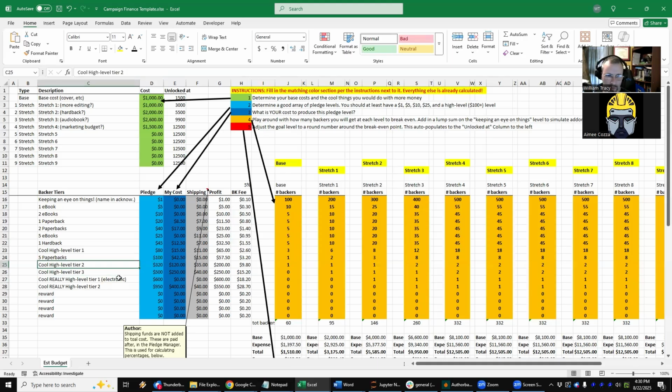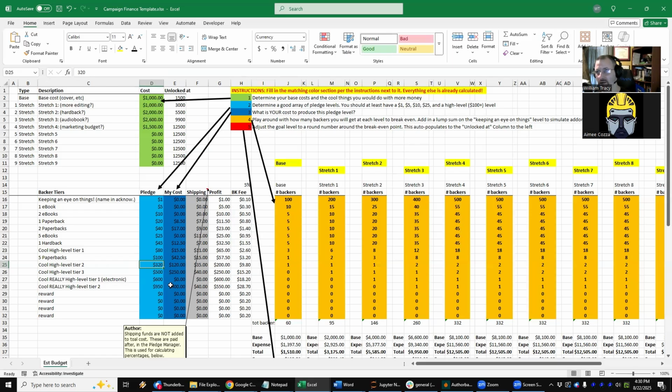Okay, going on from there, you have some really, really high level stuff. If you have some personalized art or a signed copy, or you do an edit for somebody, or you do a critique reading, or be creative, figure out what sort of high level tiers you can get that will cost a lot of money and preferably get you a lot of money too.